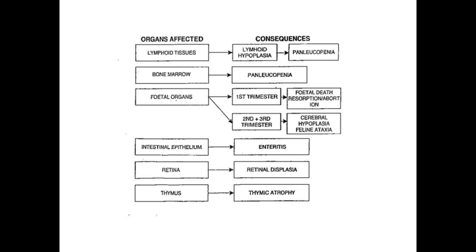Here you can see if the virus affects the lymphoid tissues, it is called lymphoid hypoplasia and causes panleukopenia. If it affects the bone marrow, then it causes panleukopenia. If it affects the fetal organs in the first trimester, it causes fetal death, fetal resorption or abortion, but in the second and third trimester, it will cause cerebral hypoplasia and feline ataxia. If it affects the intestinal epithelium, then it will cause enteritis. If it affects the retina, it will cause retinal dysplasia, and thymus atrophy is also caused by this virus.